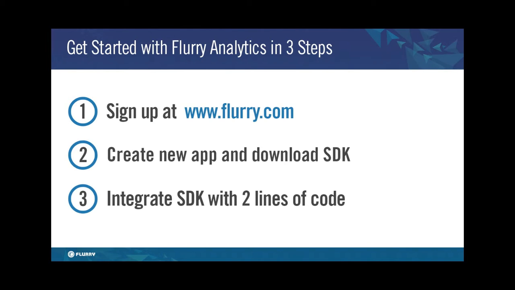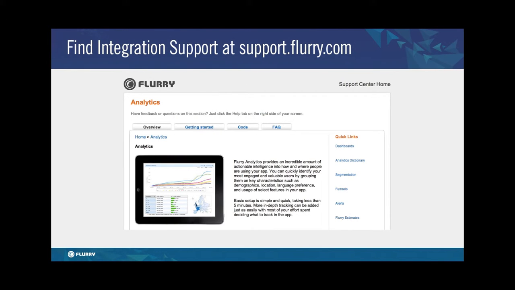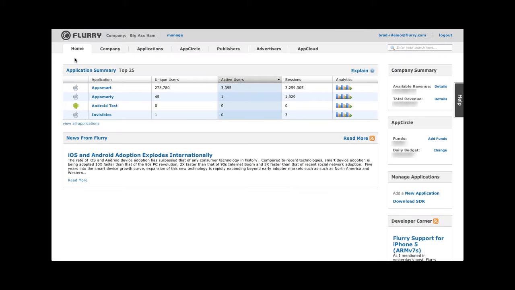Getting started with Flurry Analytics involves three very easy steps. Number 1. Click the sign up link at flurry.com. Number 2. Create a new app and download the SDK. And number 3. Integrate that SDK into your app with 2 lines of code. You can find examples of this code as well as other helpful hints related to integrating the Flurry SDK at support.flurry.com.